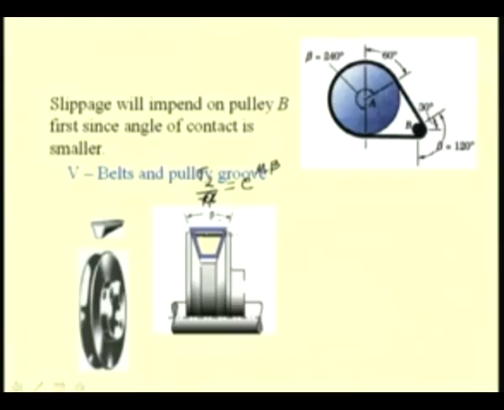So, here if we take this as the angle of the V belt, then the tension relation that we have just now derived can be found as T2 by T1, the ratio between the tight side tension to the slack side tension, as e power mu s beta by sin alpha by 2, where alpha is the angle of this groove.